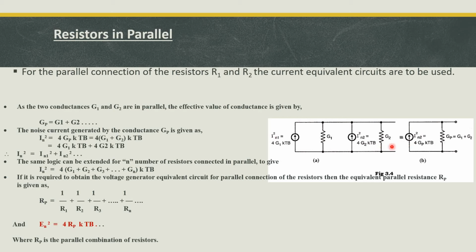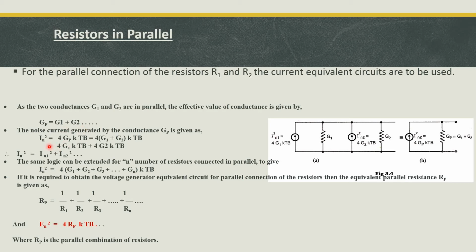So here, when you combine them together, the equivalent circuit is Gp equal to G1 plus G2. Because of the conductances G1 and G2, the equivalent noise current is IN square equal to 4 Gp kTb, where Gp is G1 plus G2. So the two conductances G1 and G2 are in parallel. The effective value of the conductance is Gp equal to G1 plus G2.